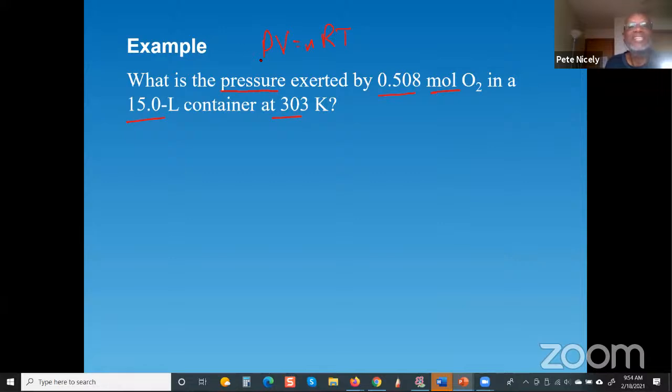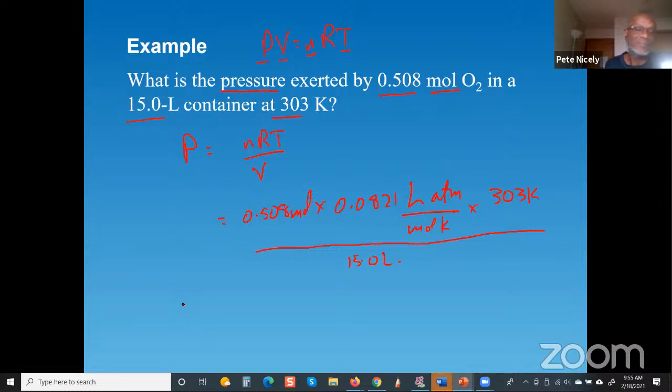Since the question is asking for the pressure and it gives you everything else, the volume, number of moles, the temperature, and we know what R is, I would solve for P. So P would be equal to nRT over V. And then I would put the numbers in. So n is equal to 0.508 moles times R, which remember is 0.0821 liters atmospheres over mole Kelvin, multiplied by the temperature, which is 303 Kelvin, and then divided by V, which is the volume, 15.0 liters, and that's the setup, all right?